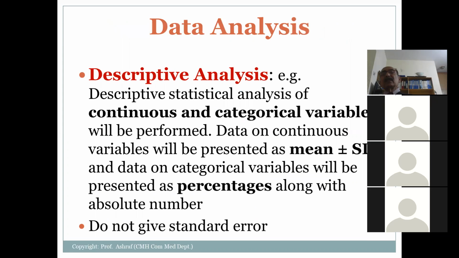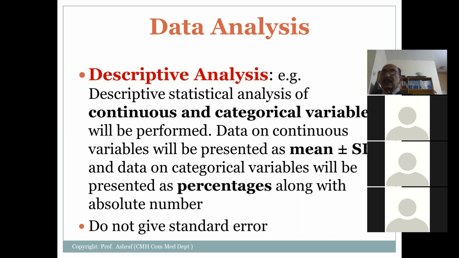For example, once you write a synopsis, you have to give the statistical analysis. So what type of analysis will you do? If you cannot give it in detail, you can say that descriptive statistical analysis of continuous and categorical variables will be performed. Data on continuous variables will be presented as mean and standard deviation. Of course, you can calculate the mean. For categorical, you cannot calculate the mean of gender. You cannot calculate the mean of blood groups. So those are presented in the form of percentages and frequencies.